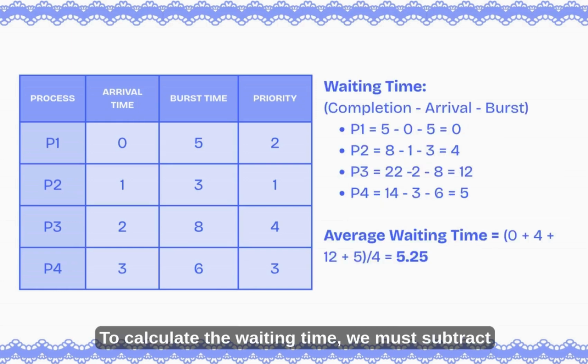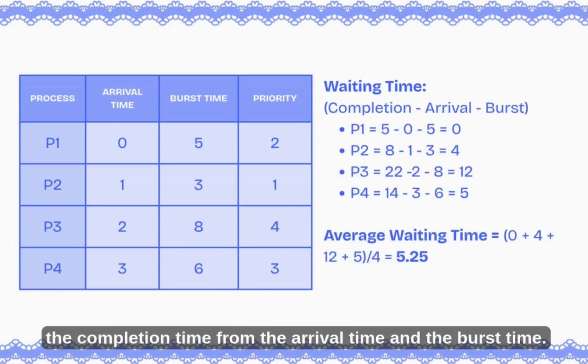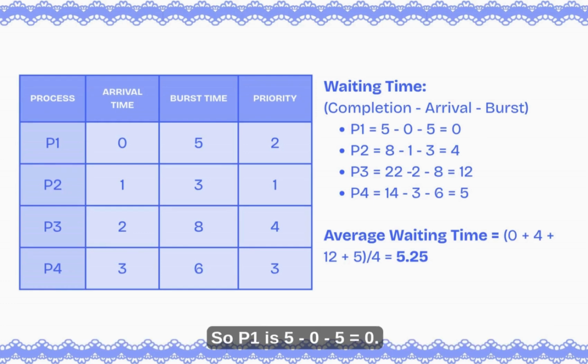To calculate the waiting time, we must subtract the arrival time and the burst time from the completion time. So P1 is 5 minus 0 minus 5 equals 0. P2 is 8 minus 1 minus 3 equals 4. P3 is 22 minus 2 minus 8 equals 12. And P4 is 14 minus 3 minus 6 equals 5.